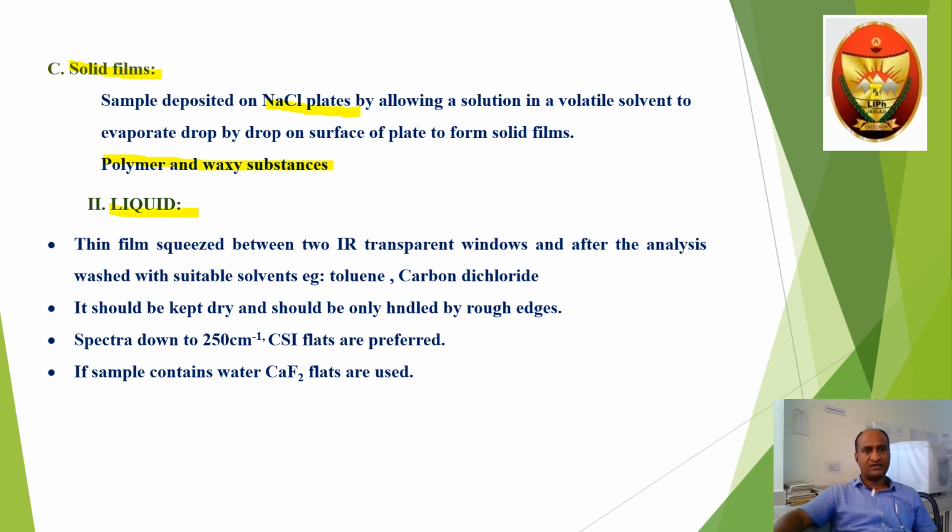And for the liquid sample, a thin film of liquid can be formed in the IR transparent windows, and we can analyze the liquid sample, and once the analysis is over, it should be washed with a suitable solvent like chloroform or carbon tetrachloride. For spectra down to 250 reciprocal centimeter, cesium iodide flats are preferred. If the sample contains water, then calcium fluoride flats are used.